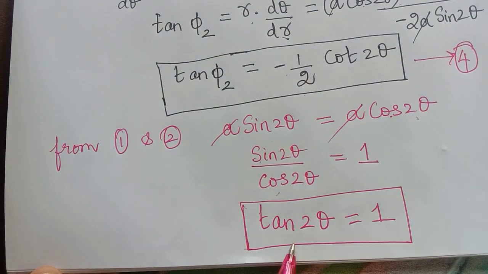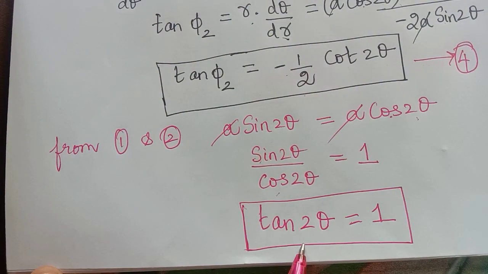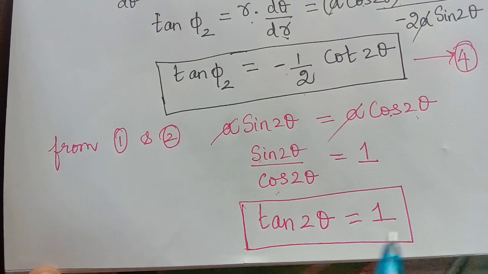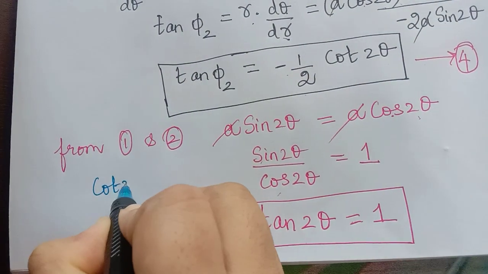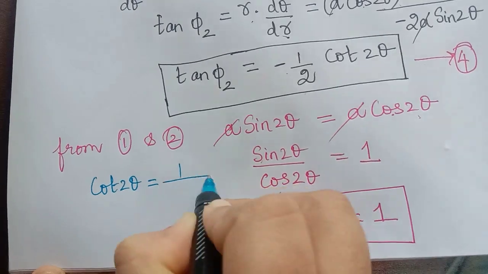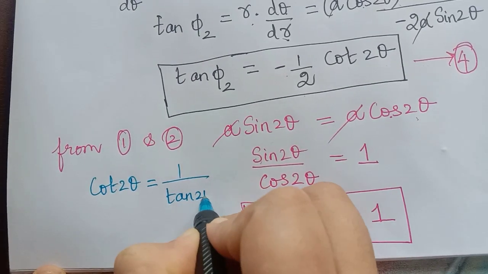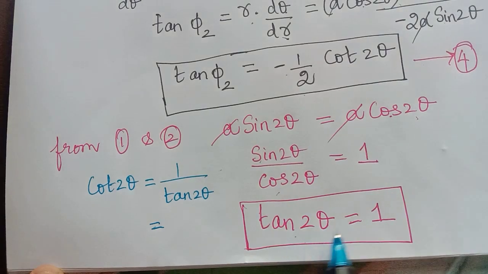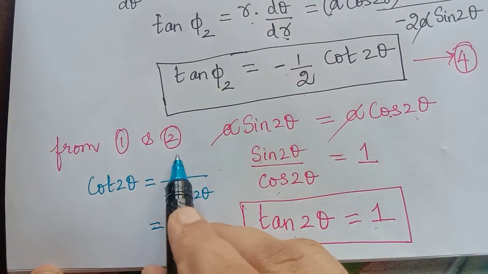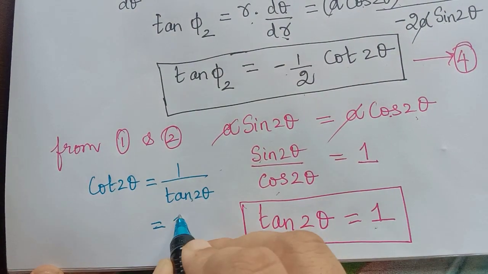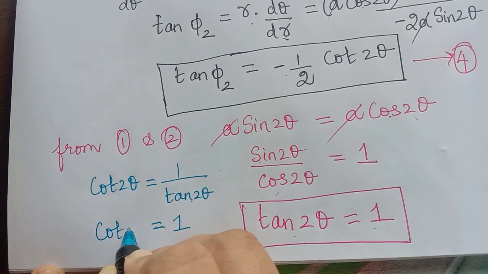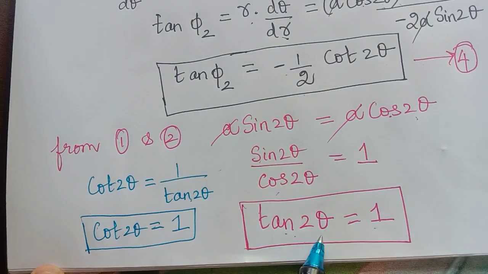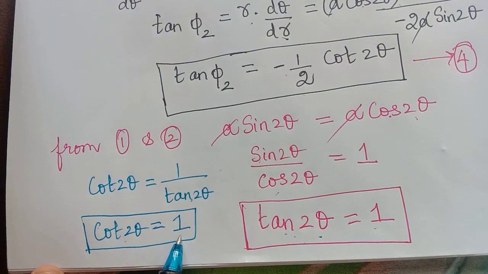Now we have got the value of tan 2 theta. So from this we can also get the value of cot 2 theta. So what will be cot 2 theta equal to? 1 by tan 2 theta, and what is tan 2 theta? It is 1. So 1 by 1. Therefore cot 2 theta will also be equal to 1. So we have obtained tan 2 theta and cot 2 theta equal to 1.